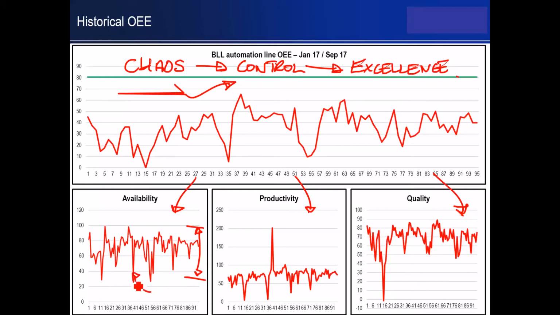Look at the availability performance down here. Look how chaotic it is. You come to work each day and you have no idea what's going to happen. No idea whatsoever. And it could be brilliant. In this case, 100%. Could be as awful as 20 odd percent. You have no idea what's going to happen. That is a chaotic environment in which to work. As is the productivity, as is the quality. So we are going to go from chaos to control to excellence. And you're going to see those three steps in this particular project.